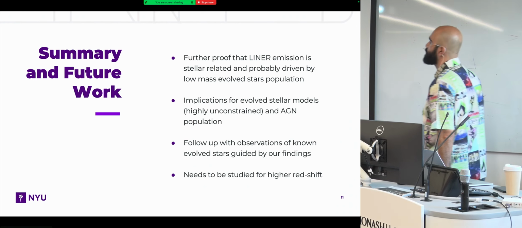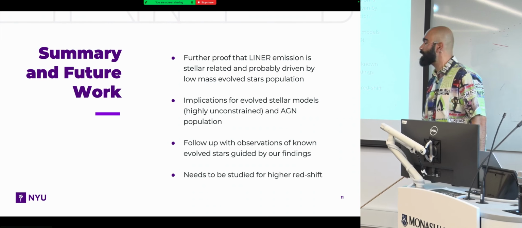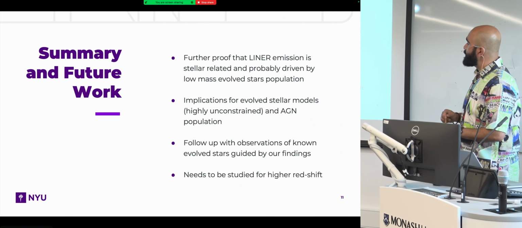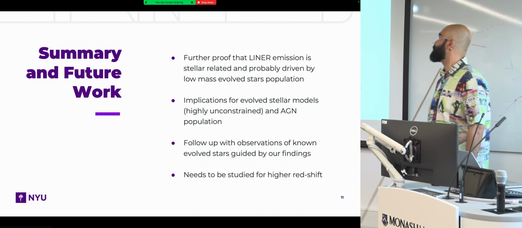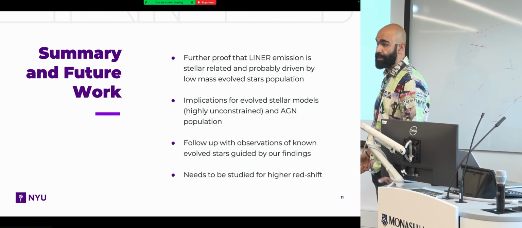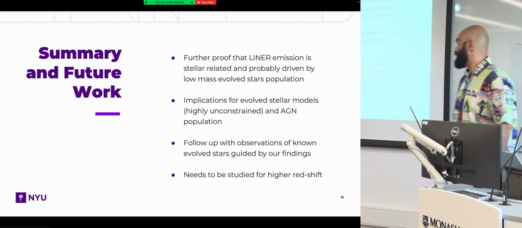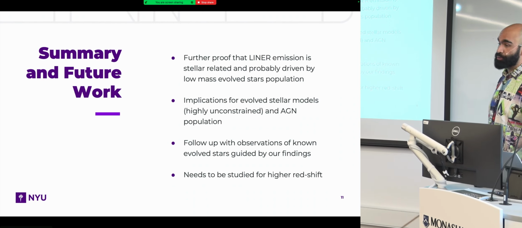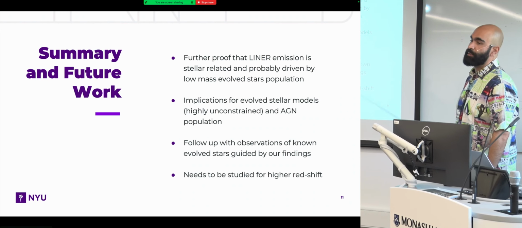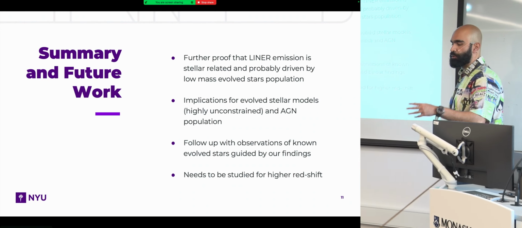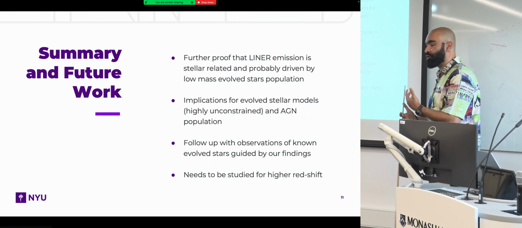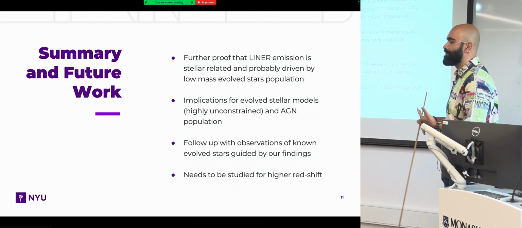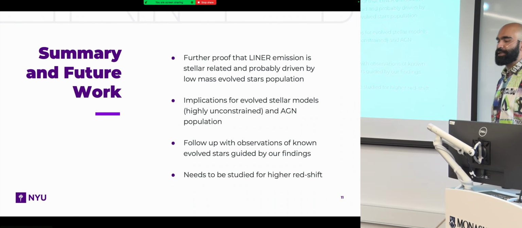Lastly, I'm just going to summarize my findings and talk about future work that we can follow up. This work has provided further proof that LINER emission is not related to weak AGN, rather it's related to an old evolved, low-mass stellar population. The implications of these findings, if they hold true, is that we overestimated the AGN population in the universe because we counted both AGN and LINERs as AGN. So if LINERs turned out to be non-AGN, we have an overestimate of the AGN population in the universe, and that affects the cosmological models and our understanding of how the universe evolved.